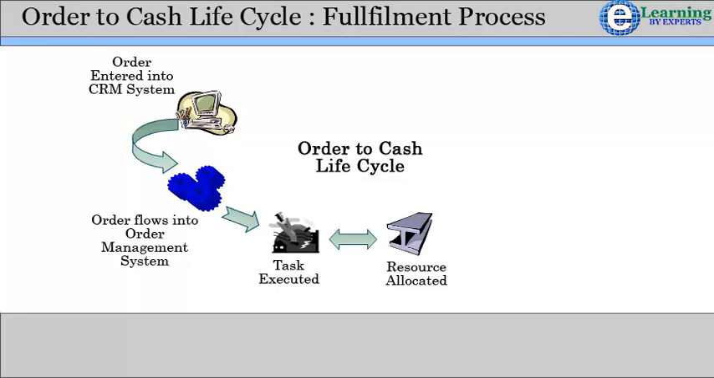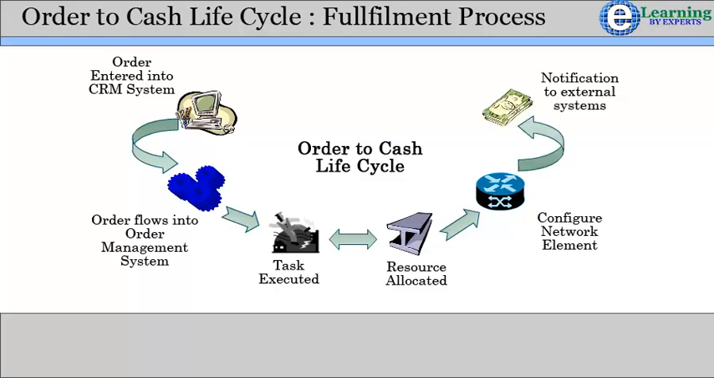The tasks to be executed will be assigned to a workgroup for completion. However, a task may link directly to a provisioning system to configure the devices without an external interaction. Once provisioning is completed, various systems like billing and inventory are notified of a completed service activation. So, fulfillment is responsible to fulfill the right order at the right time to the right customer.